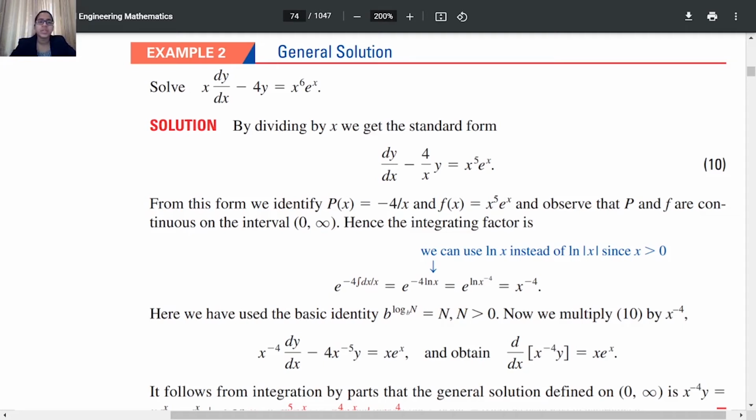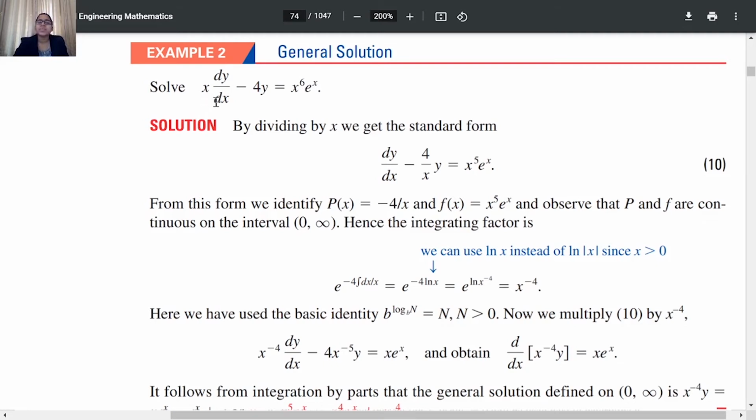Here we have another differential equation, example 2: x into dy by dx minus 4y equal to x raised to 6 into e raised to x. First we will make it into standard form. This is not in the standard form because there is x here.